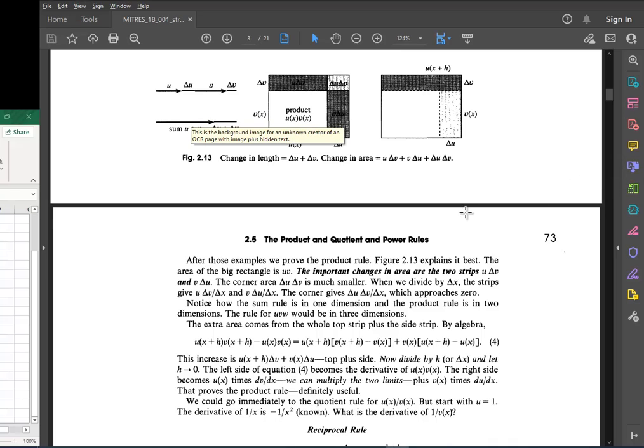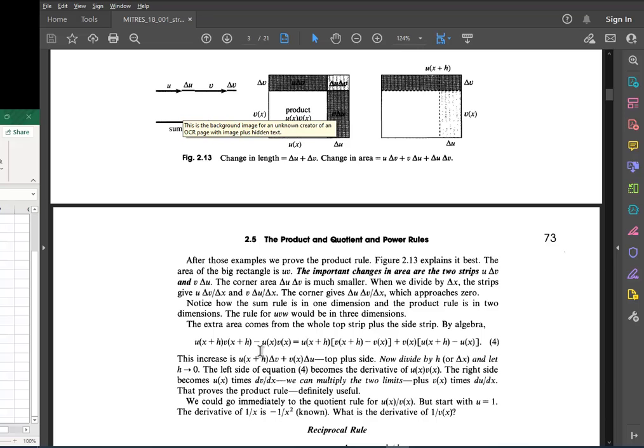Now, the way he's breaking this up is that the difference between this white rectangle and the total rectangle is the top strip plus this side strip. This top strip is u of x plus h times delta v. As I mentioned, delta v is v of x plus h minus v of x. This side strip has height v of x and width delta u, where delta u is u of x plus h minus u of x. So if you have this picture in mind, you can see where the 2 terms in the product rule come from. It comes from these 2 long rectangles. If you take this limit as h goes to 0, well, u of x plus h just turns into u of x.